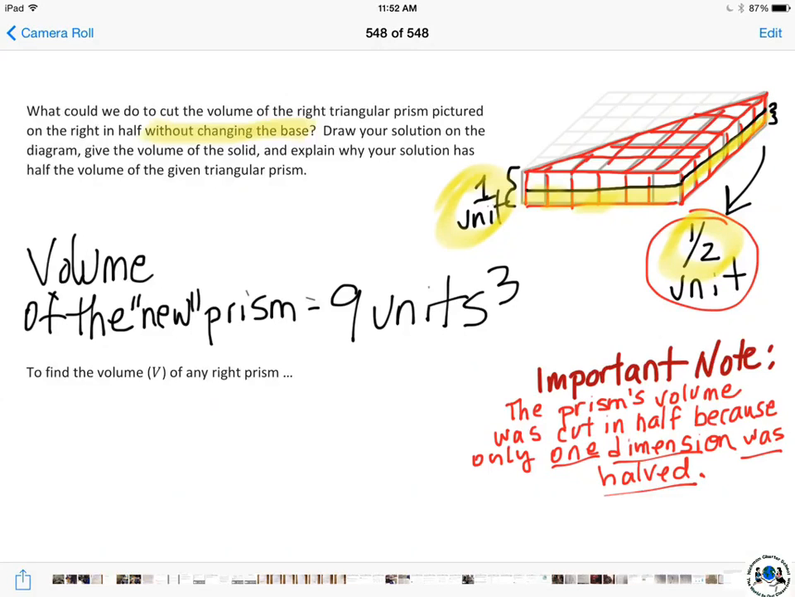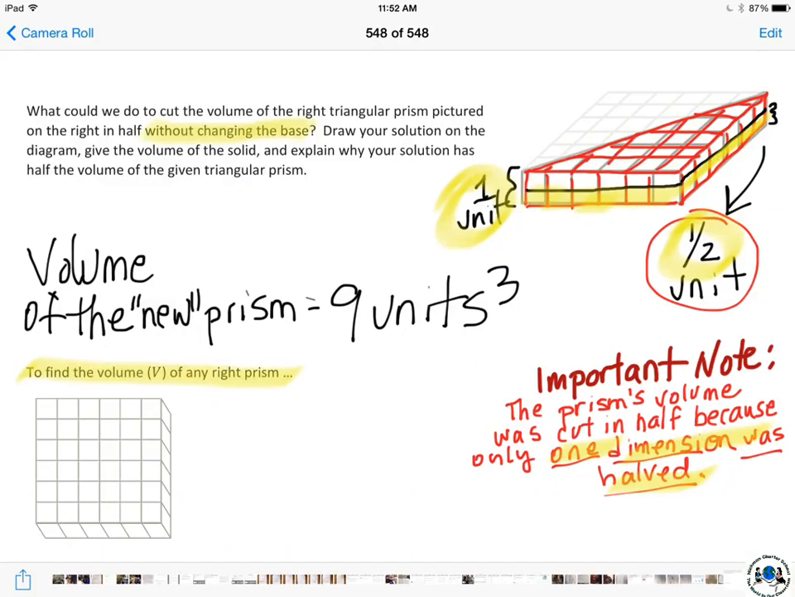And again, I'm not going to get into too much about that, but it's a really important note. It's not acceptable to just use that half if you're using more than one dimension. In our case, only one dimension was halved, therefore it became a half of the original volume. Okay, so now we're looking for a basic formula for the volume of any right prism.